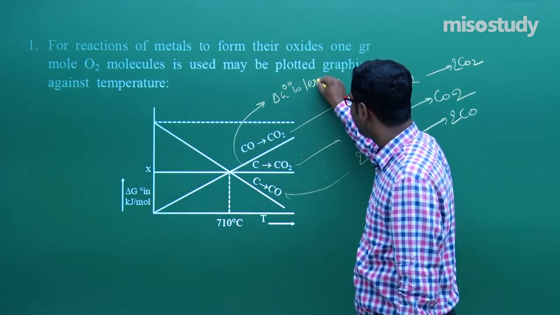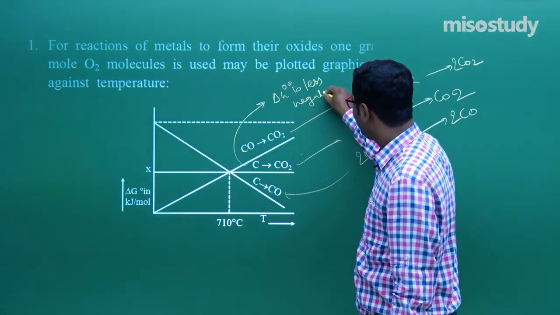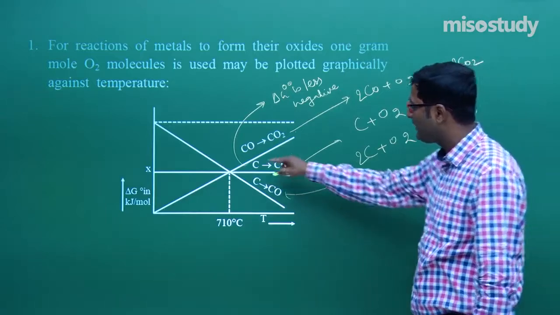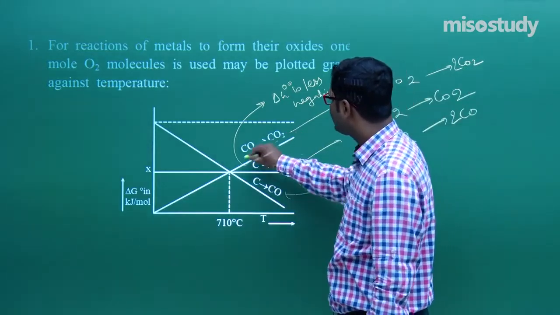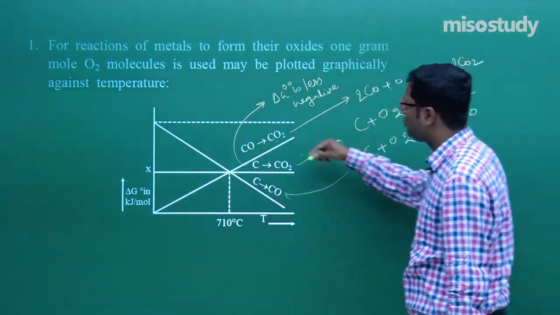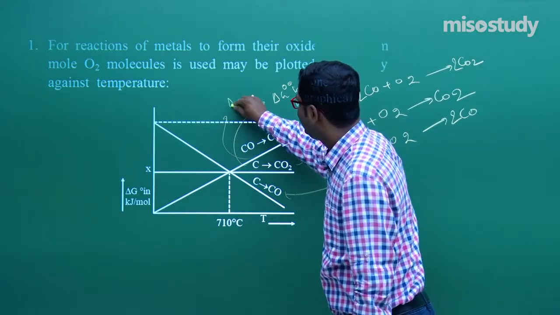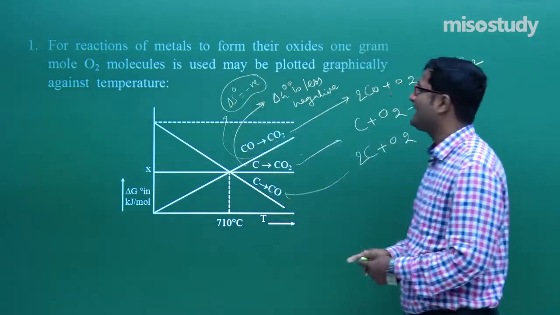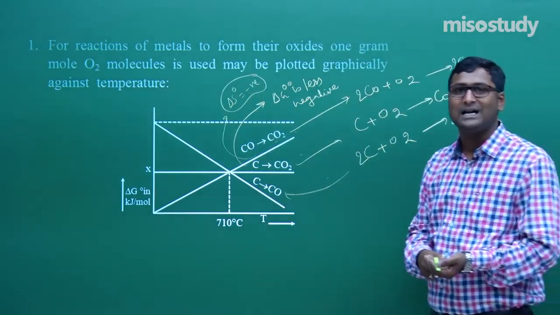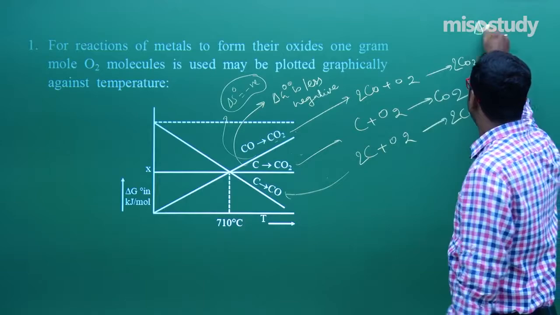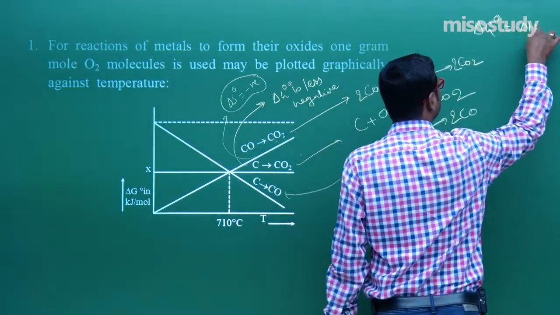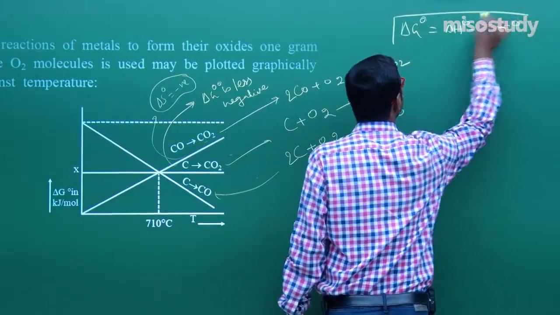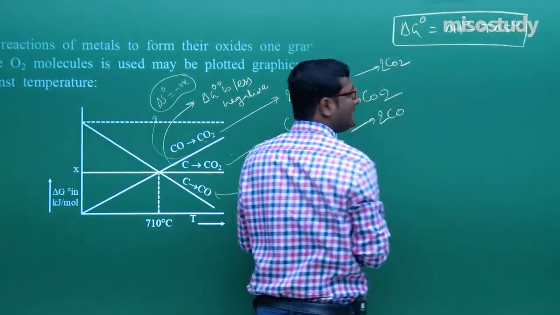G is less negative. Yes sir, delta G is less negative. Why is delta G less negative if I talk about this graph? Because in the conversion of CO into CO2, delta S becomes more and more negative. If delta S becomes negative, then T delta S, as we know, look at delta G is equal to delta H minus T delta S.